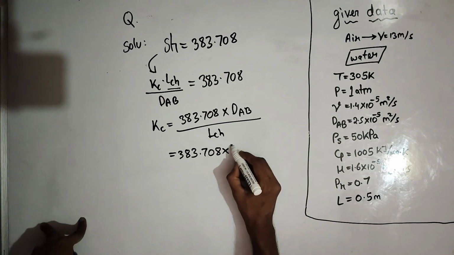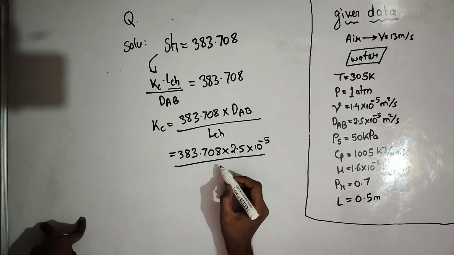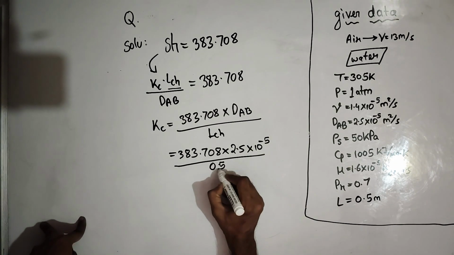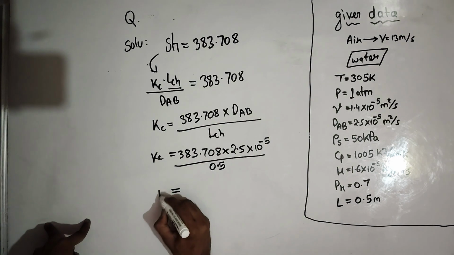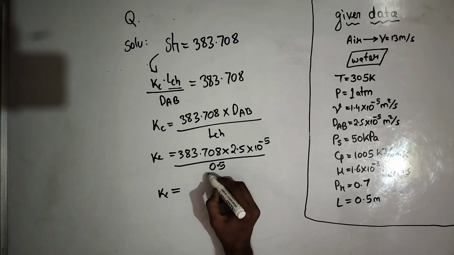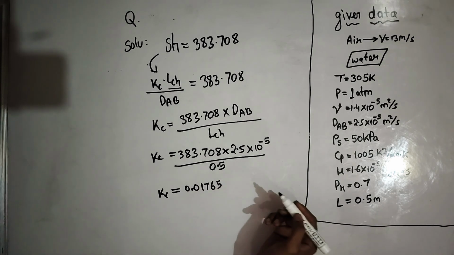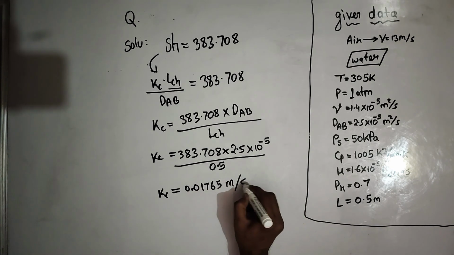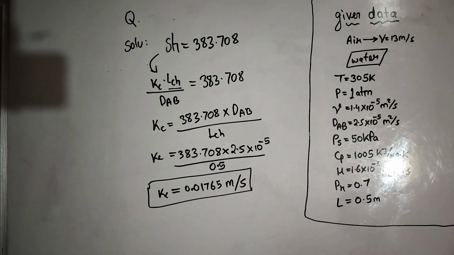Now we'll substitute the values of diffusivity, which is 2.5 into 10 raised to the power minus 5, upon LC, which is 0.5. So from this, we get our mass transfer coefficient value as 0.01765 meter per second. So this is the value of the mass transfer coefficient that we get for this question.